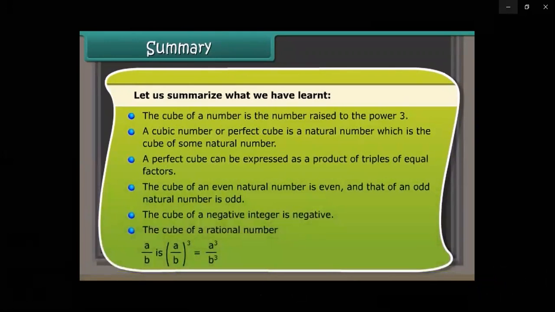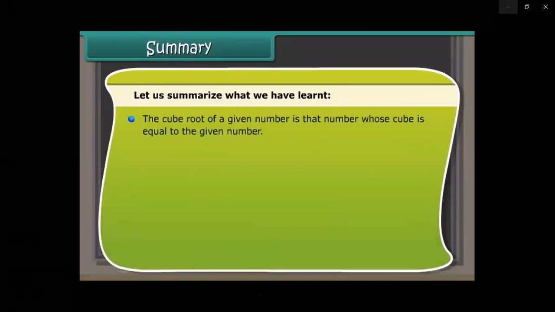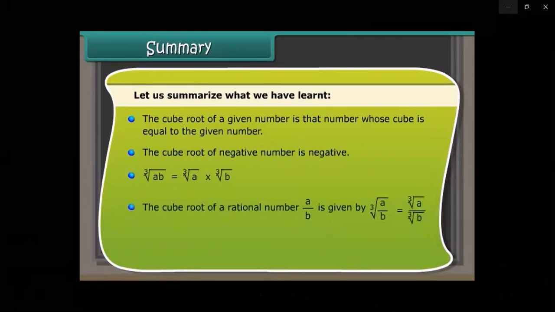Then later we discussed a few more concepts regarding the cube root: the cube root of a given number is that number whose cube is equal to the given number. Okay, then the cube root of a negative number is negative, and the cube root of, for example, ab can be written as cube root of a into cube root of b. Okay, then the cube root of a rational number a by b is given by cube root of a divided by cube root of b.